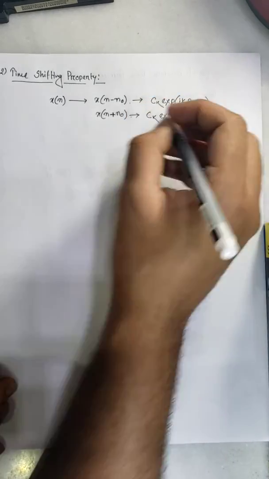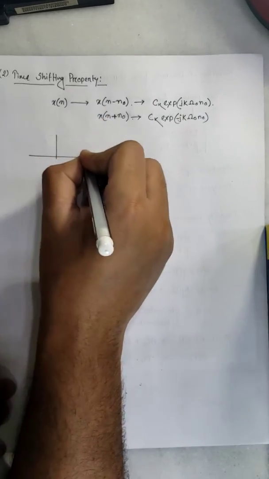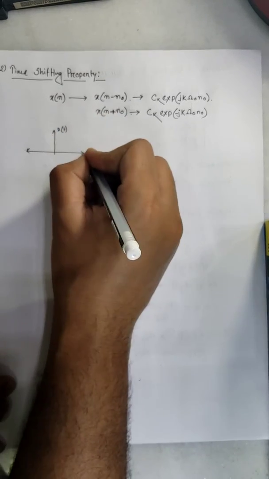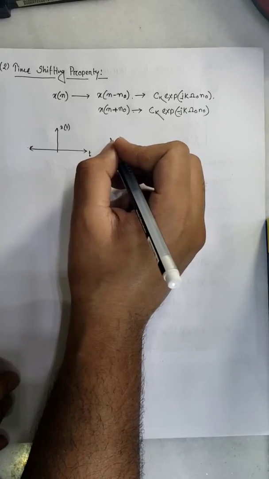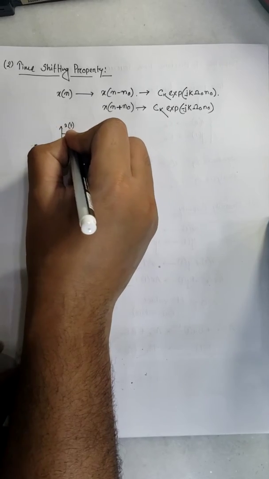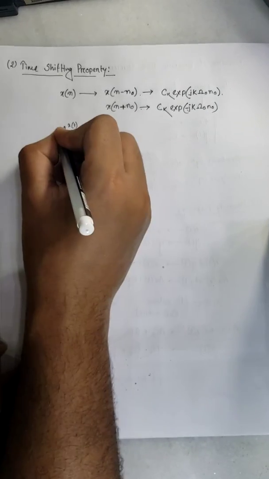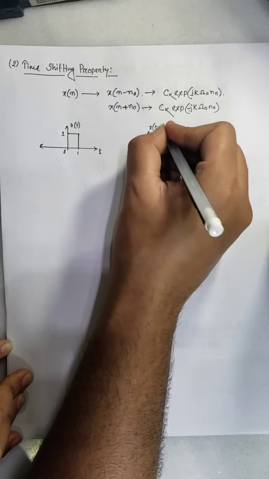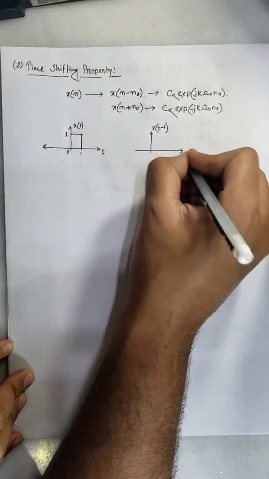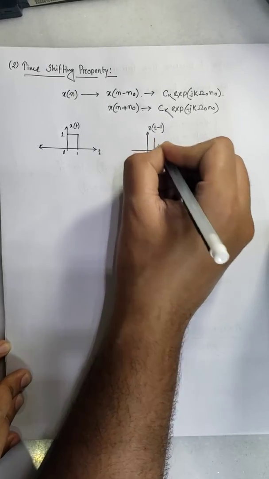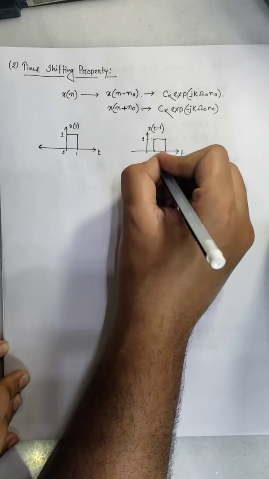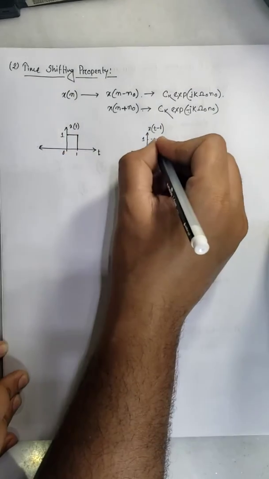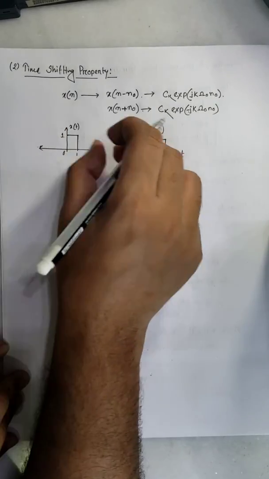Now let us recollect what is a signal shifting. If this is t and x of t, I am showing it for the continuous time signal, but for the discrete time signal, the output is quite similar. If this is the signal, this is 0, 1, 1. So if the signal is delayed by 1 unit, the signal becomes like this. This is 1, 1 to 2, and this is 0. That means the amplitude does not change. What changes is the position of the signal in the time axis.